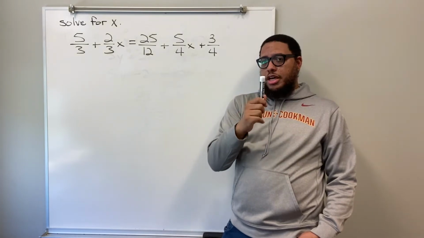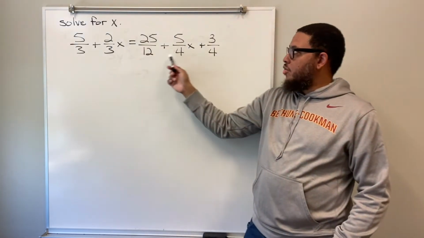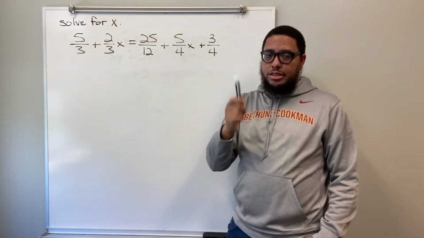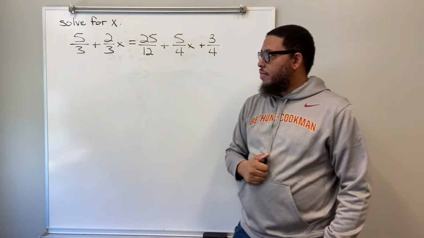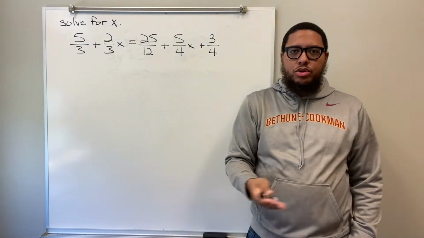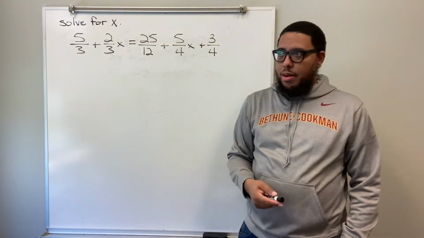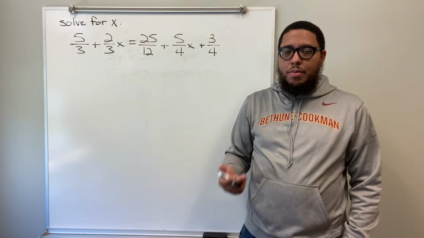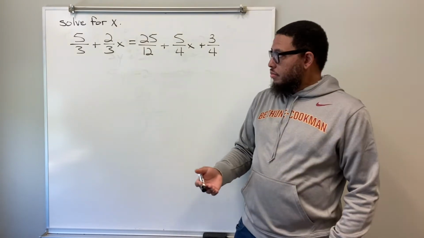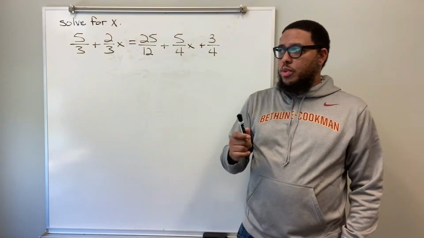The first step is to look at all the denominators. I see a 3, a 12, a 4, and a 4. All right, I just took inventory of all my denominators. Then I treat it as if I was trying to add or subtract fractions in a fraction arithmetic problem. I say, okay, what's my LCD, or my least common denominator? What would that be in this situation? I know that my LCD would be 12.